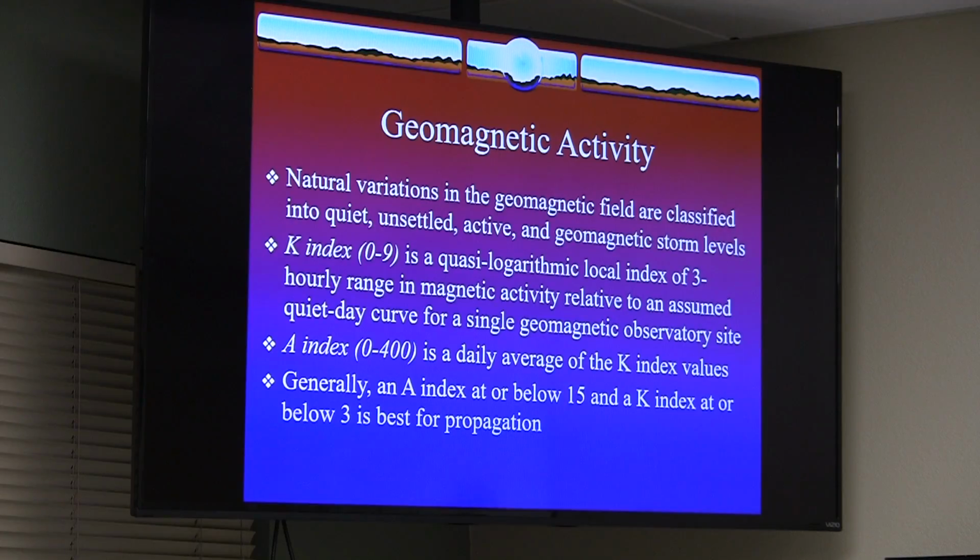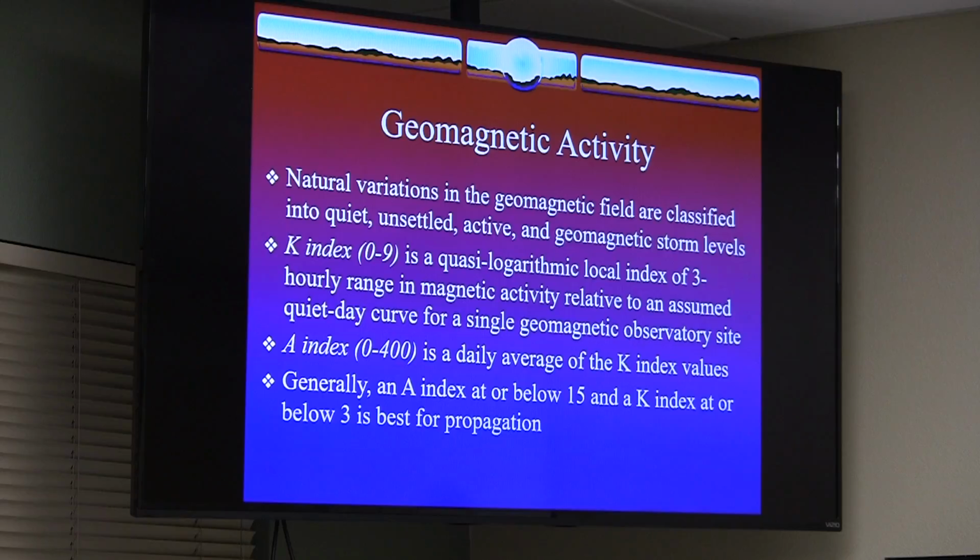This is a little important because you start seeing these numbers. There are natural variations in the geomagnetic field, and that's what our signals are, electromagnetic. So we wind up with a K index, which is basically a 3-hourly range of magnetic activity. And again, it says quasi-logarithmic because it goes up on an angle, like a 45-degree angle. So it ranges with the activity, and they assume a quiet day curve, so the K index could be good or bad, and I'll talk about what the numbers mean.